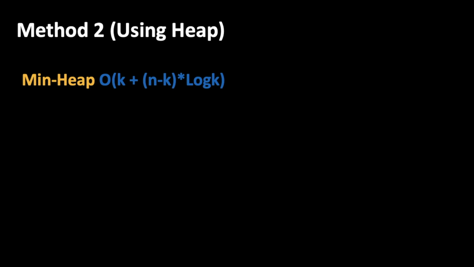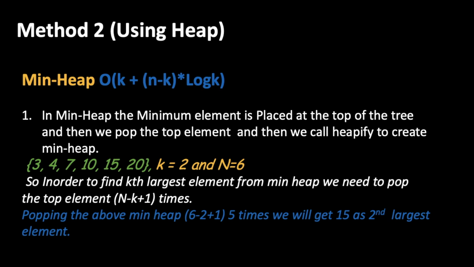The second one is the min heap. The min heap will take big O of k plus n minus k log k as time complexity. In the case of a min heap, the minimum element would be placed at the top of the tree, and when we pop the top element, we will call heapify to create a min heap again. So in order to find the kth largest element from a min heap, we need to pop the top element n minus k plus 1 times.